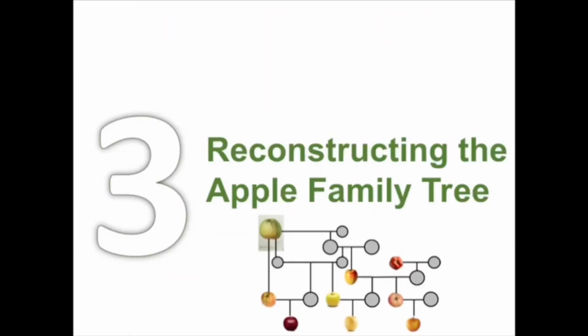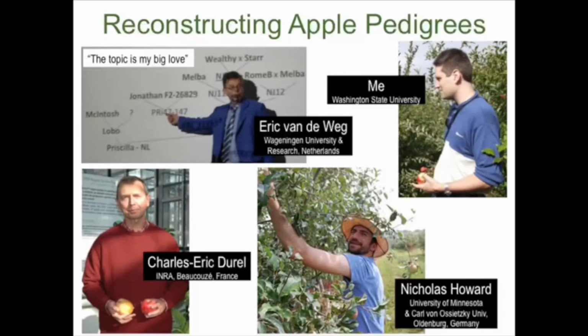So, reconstructing the apple family tree in general. Well, I want to acknowledge a few people that are involved again. So Eric van de Weg from Wageningen University in the Netherlands, Charles-Eric Durel from INRA in France. Love doing this sort of stuff. As Eric said to me recently, this topic is my big love. Nick Howard, he's the one collating all this information. He's over in Germany right now, about to go work at Wageningen. But he was a postdoc from University of Minnesota and really got excited. He's the first author of the paper about the Honeycrisp pedigree that we reconstructed recently. And of course, I love all this stuff.